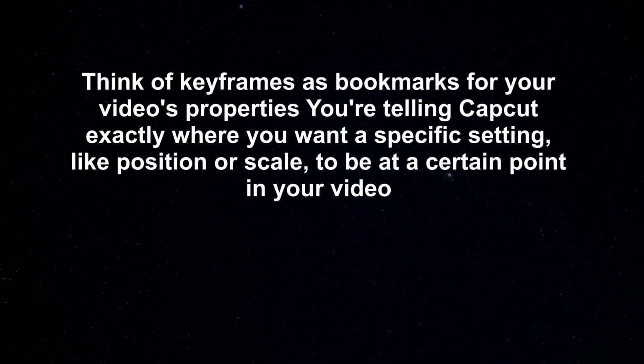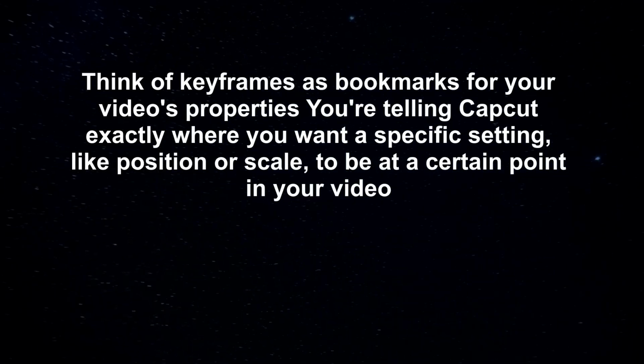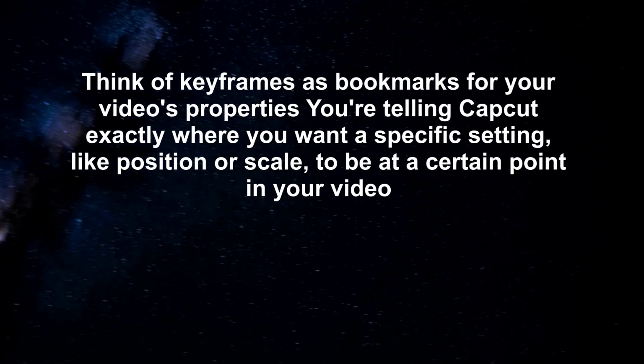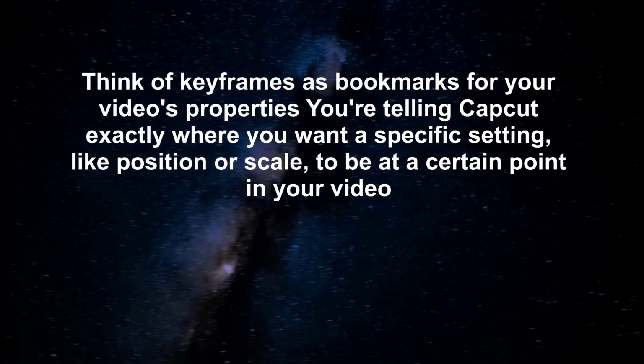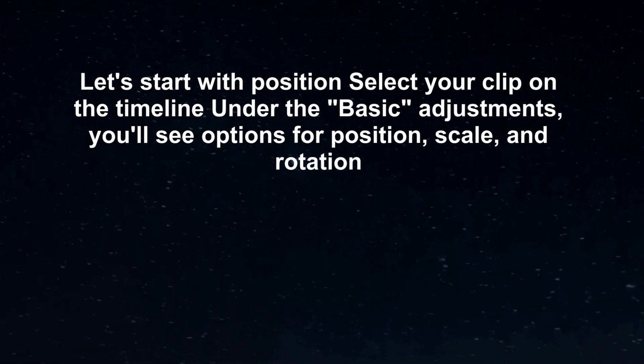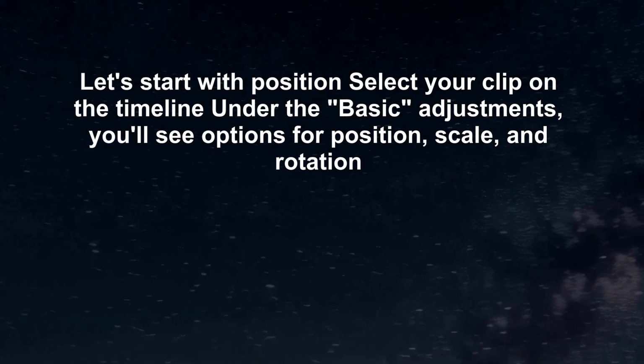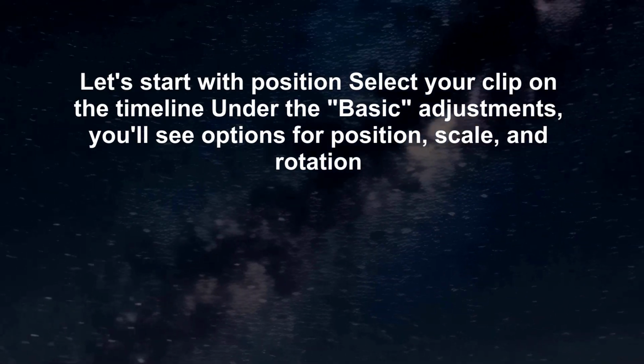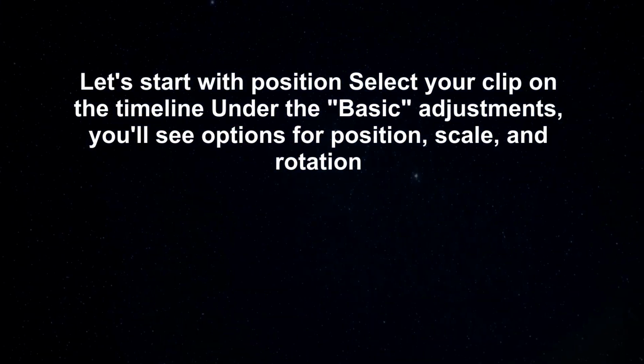You're telling CapCut exactly where you want a specific setting, like position or scale, to be at a certain point in your video. Let's start with position. Select your clip on the timeline under the basic adjustments. You'll see options for position, scale, and rotation.